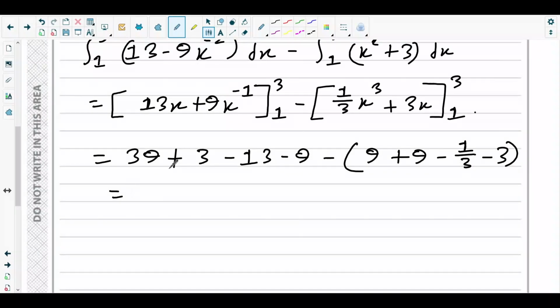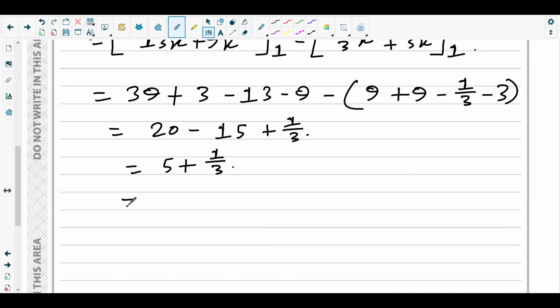Now just calculate. 39 plus 3 is 42. 3 minus 13 is negative 10, so 42 minus 13 minus 10 gives 29. 29 minus 9 is 20. Minus, you got 9 plus 9, 18. 18 minus 3 is 15. So minus 15 plus 1 over 3. So what would be the area? That would be 5 plus 1 over 3, which is basically 16 over 3. If you take the LCM, you'll get 15 plus 1, which is 16 over 3.